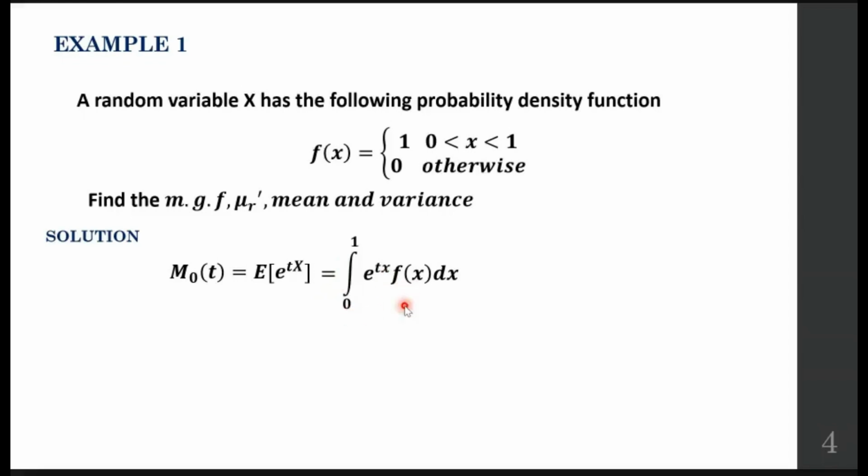Summation e raised to tx into p, probability. Here we have f of x when we have a continuous function. So now we have to substitute for the function f of x and integrate and get m0 of t. Now f of x is defined in 0 to 1, so we will have the limits of integration as 0 to 1.